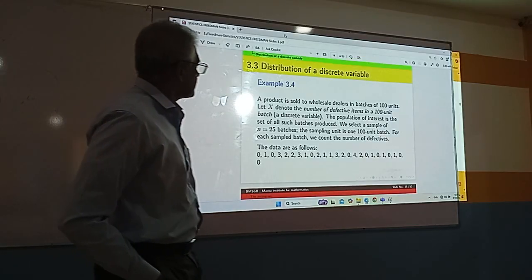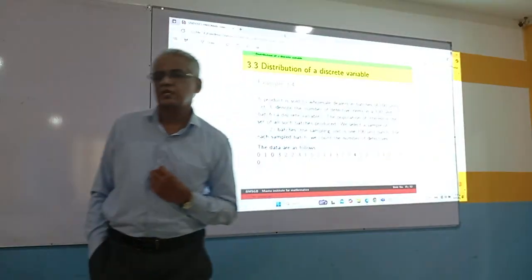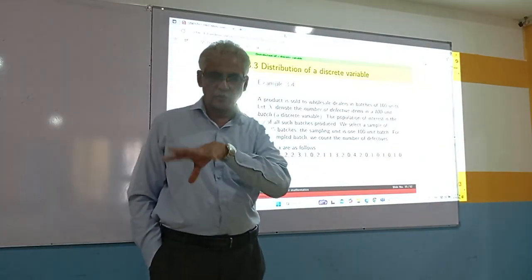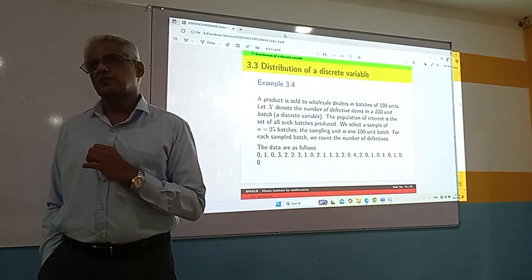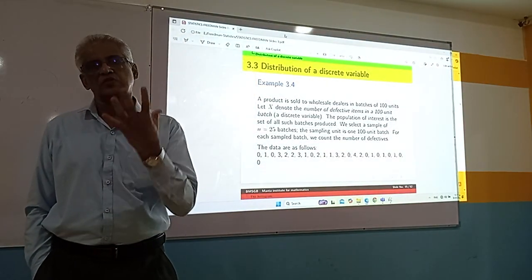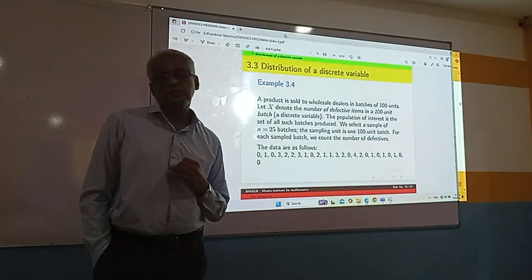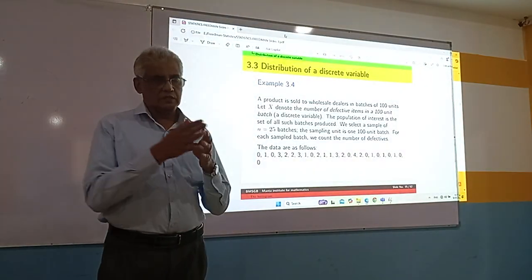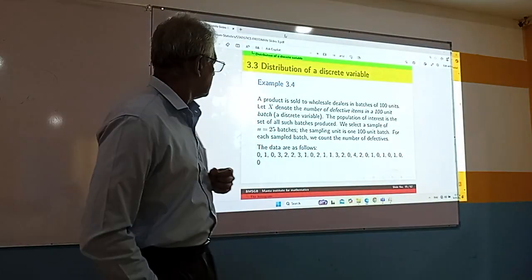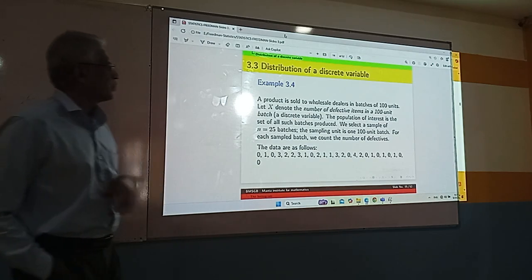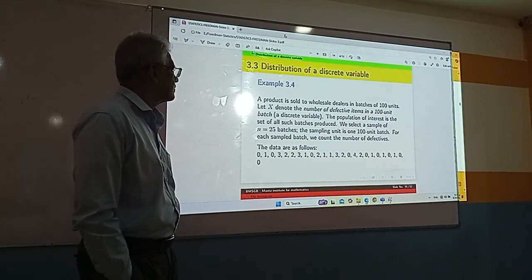So let me start with these graphical displays. Even though we are going to talk later on about the histogram, I will look at first of all a situation where probably histogram is not suitable. That is, if you have a discrete variable where the set of possible values are not that close to each other, like this. A product is sold to wholesale dealers in batches of 100 units.